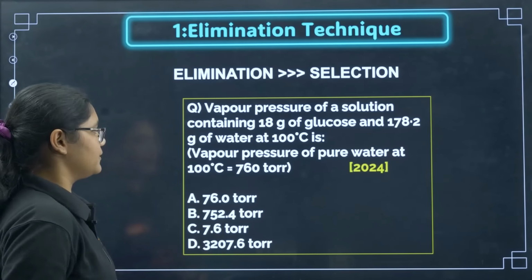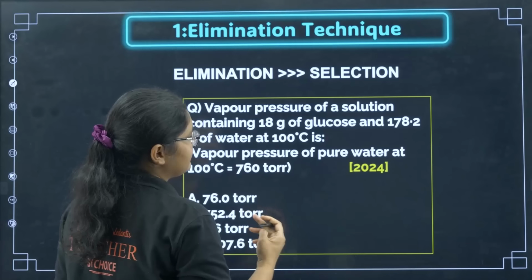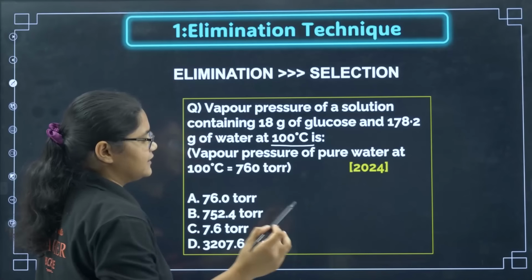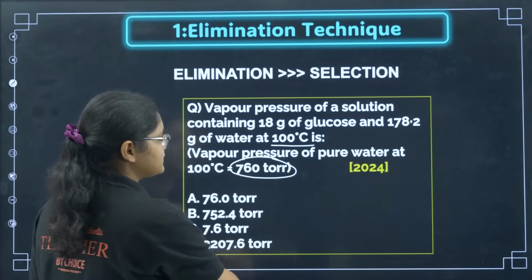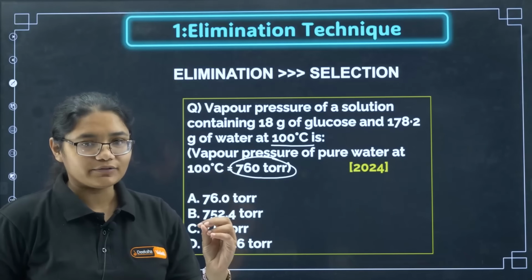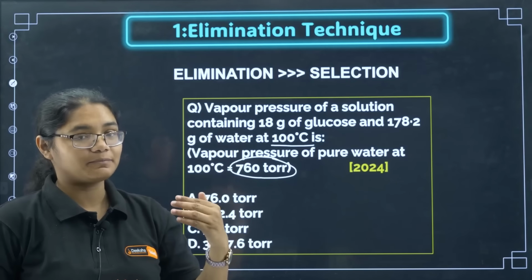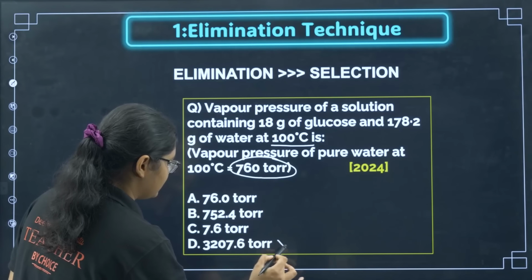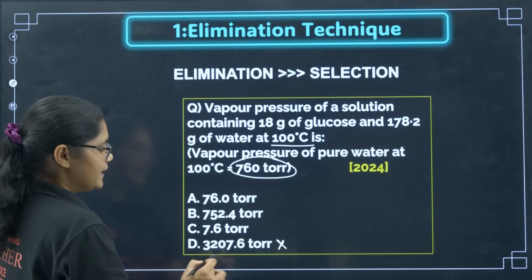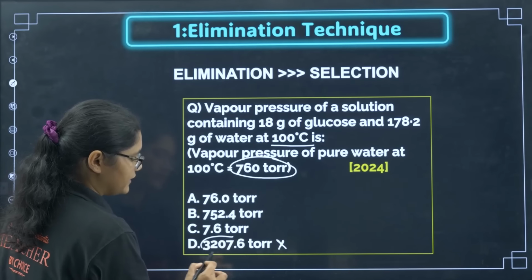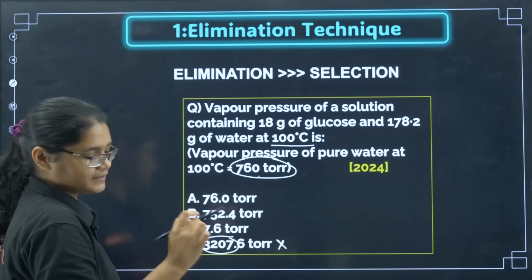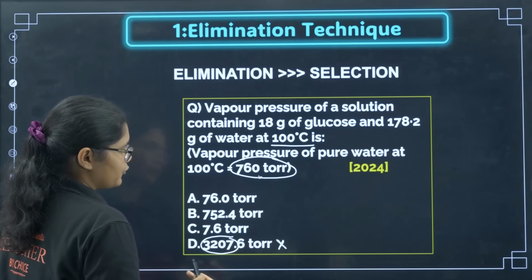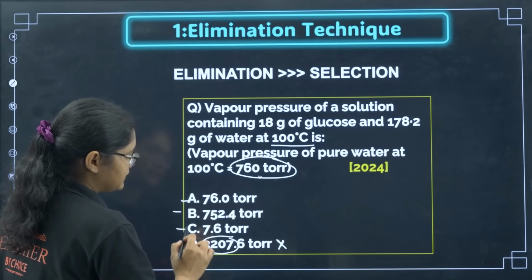Now I'll give you a simple example. The vapor pressure of a solution containing 18 gram of glucose and 178.2 gram of water at 100 degrees Celsius is, and the vapor pressure of pure water is given as 760 torr. I know that whenever we add a solute, the vapor pressure decreases, right? So by seeing the options, I can easily eliminate this option. It will definitely decrease, so 30 to 107 is more than 760, so I will eliminate this option. It will not be similar, okay? So I now have a list with these 3 options.